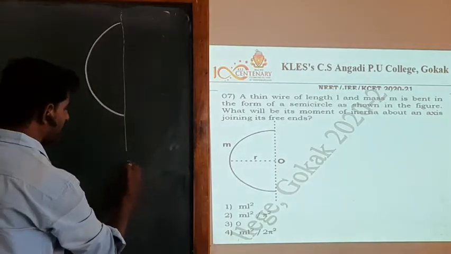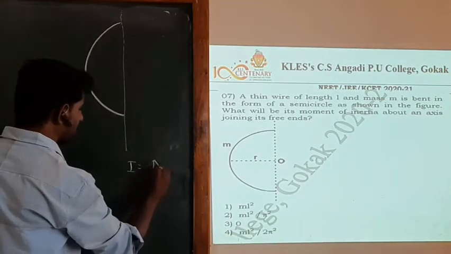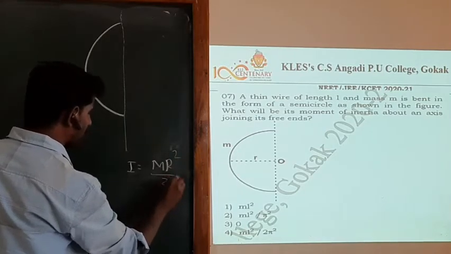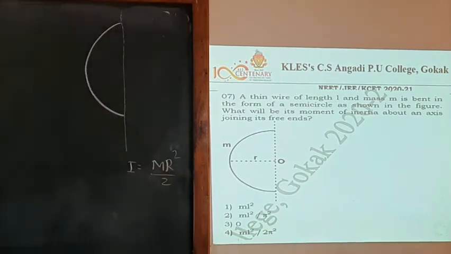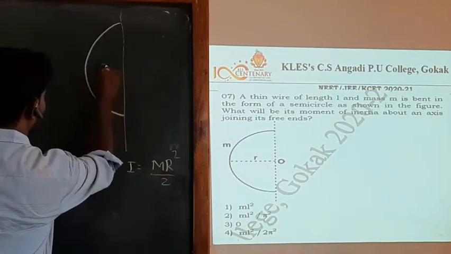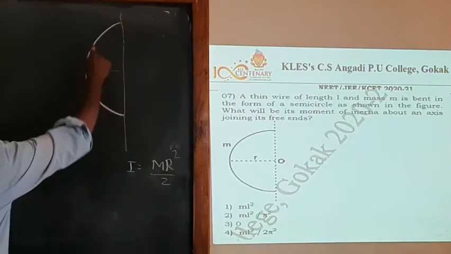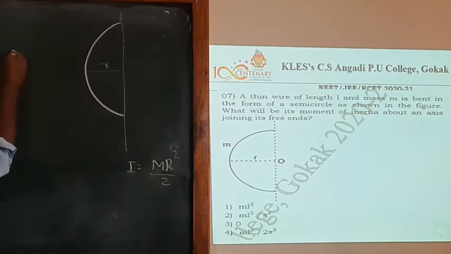So we know the moment of inertia for a ring about an axis passing through its diameter. This is m r square divided by 2. m r square divided by 2 is the moment of inertia of a ring. Okay, so we want to calculate this one. So we need the value of r. We don't know the value of r, but we know the circumference of this semicircle. Circumference of the semicircle, I write, is the length.